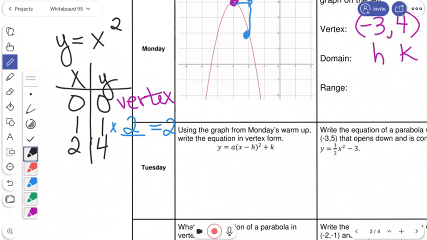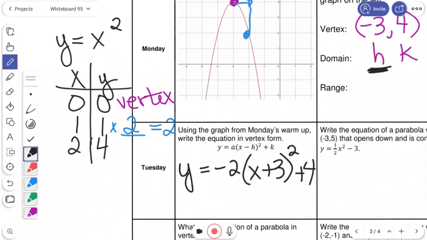So this equation ends up being y equals, our a value is -2 times x minus h. X minus a -3, or x plus 3. Remember, when you sub in your h value, it's always going to be the opposite sign. So x plus 3 squared, and then our k value, which is +4.